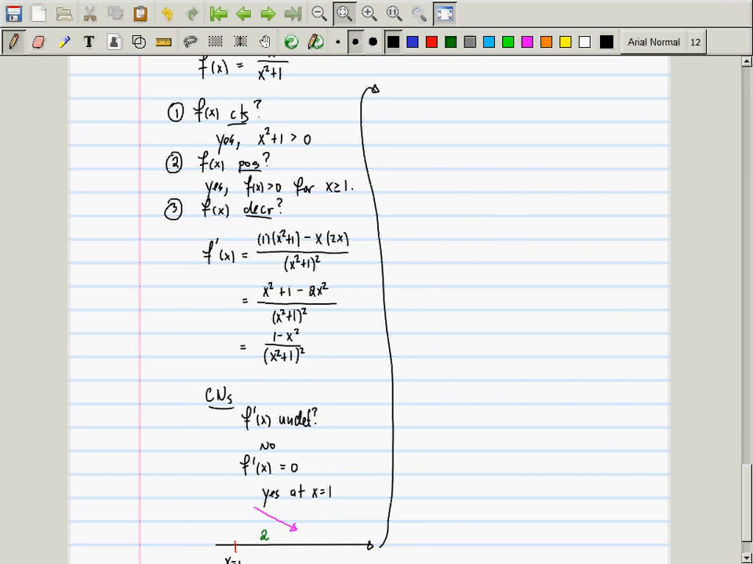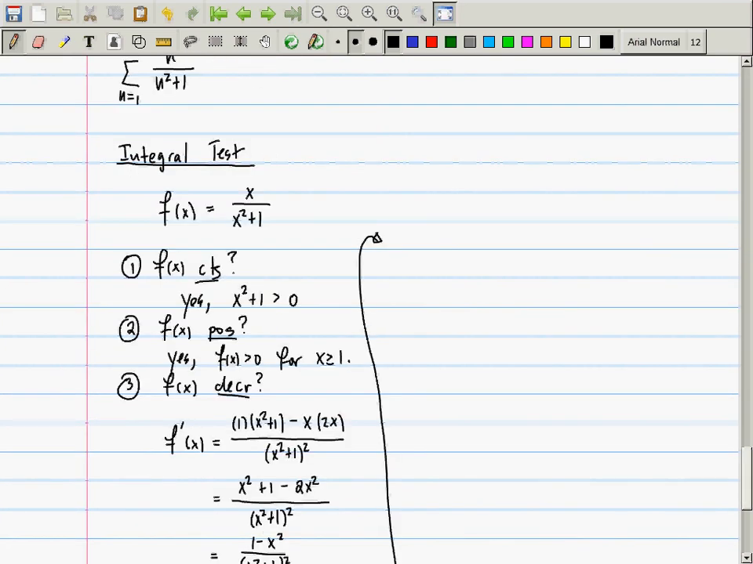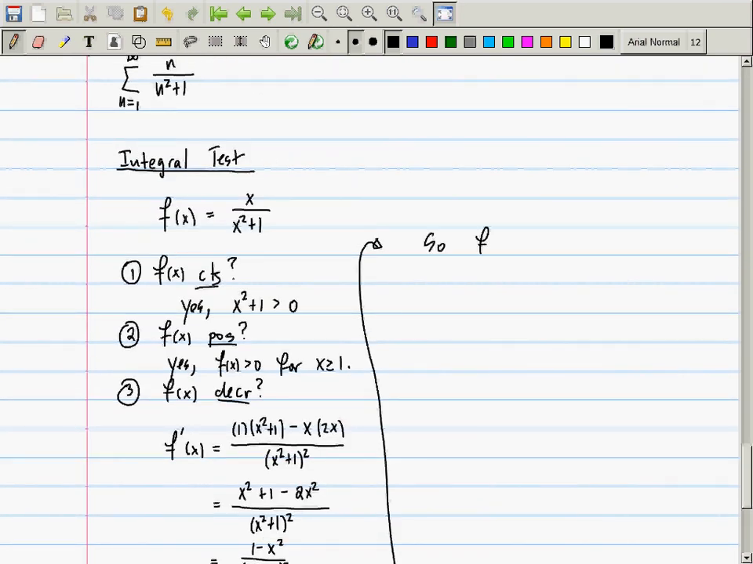Okay, so you can conclude now. So, f of x is decreasing, which implies we can use the integral test. Great. So I'd like to point out that we have not used the integral test yet, right? All that we've done is we've verified that, yes, in fact, it is legitimate to use the integral test.